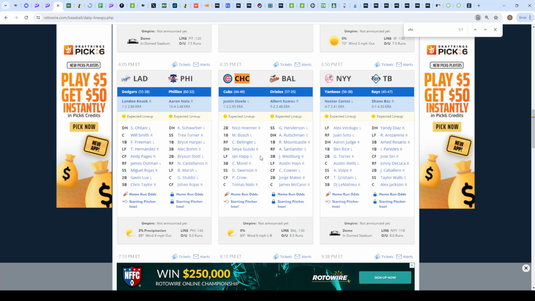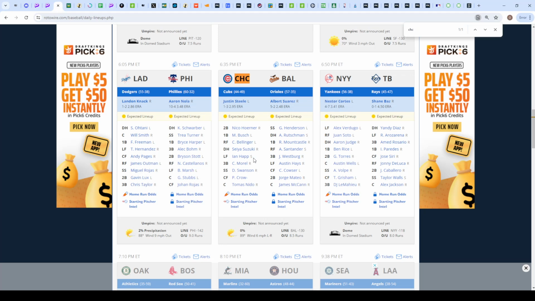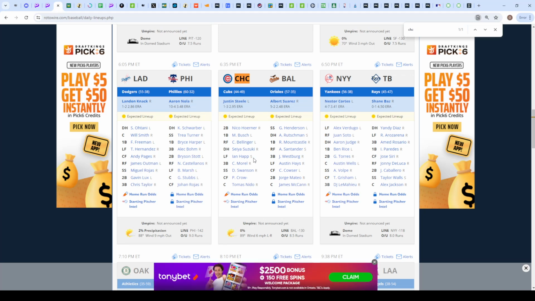If you see the expected lineup, we got Suzuki expected to bat 4th, and we got Ian Happ right behind him at that 5th batting position. Hopefully the confirmed lineup is similar to this, or at least Happ is going to be batting behind Suzuki. We're going to lose that correlation effect if Suzuki happens to be batting behind Happ or something like that. So hopefully it does end up being something like this where they're one batter in between each other.